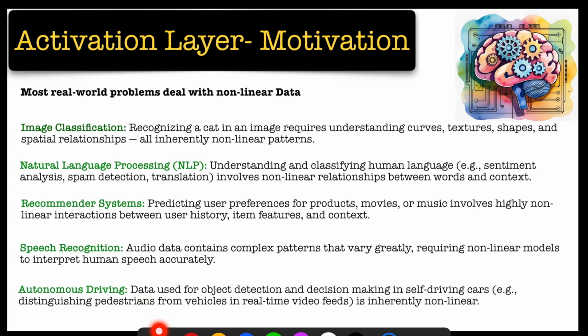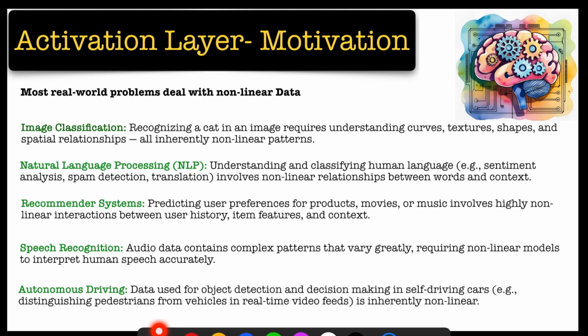Autonomous driving. Data used for object detection and decision making in self-driving cars. For example, distinguishing pedestrians from vehicles in real-time video feeds. All this data is inherently non-linear. Without non-linearity, we won't be able to solve this type of complex problem.